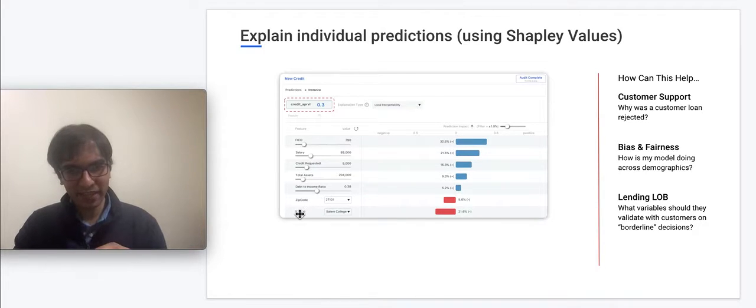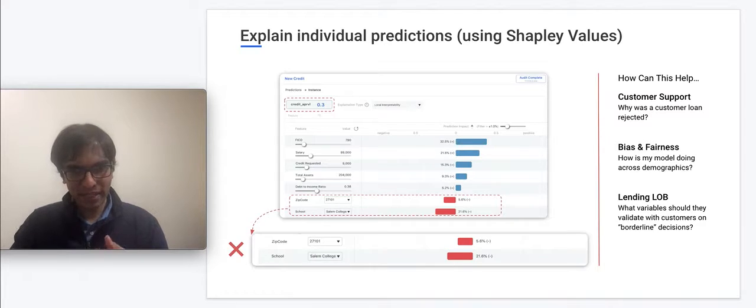This is an interesting finding, whereas one would not expect the college that the applicant went to matter for their credit risk prediction. Now, it turns out that this particular college is Salem College, which is a women's only college. So the model is internally using school as a proxy for gender. And this is something that attributions helped us catch.